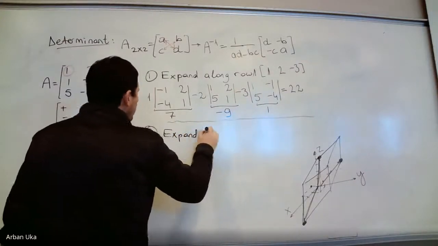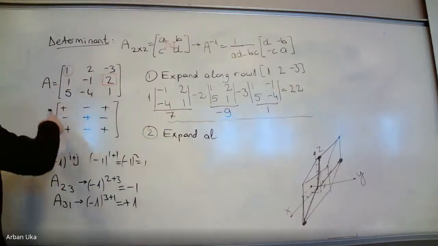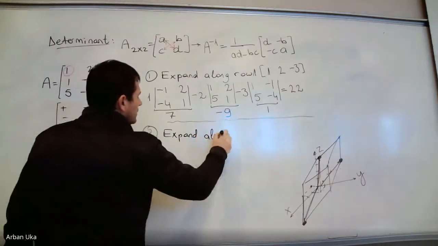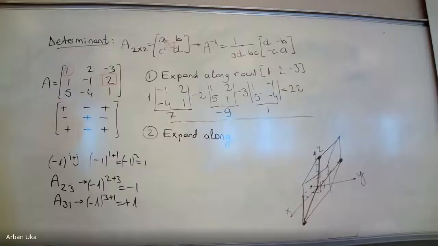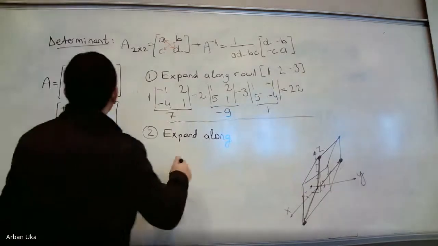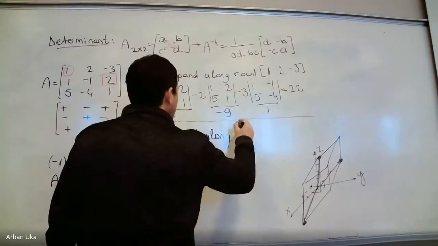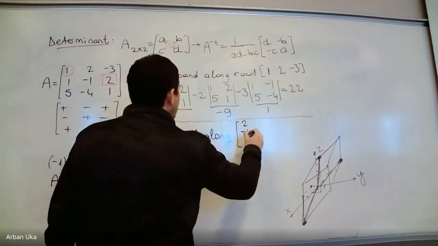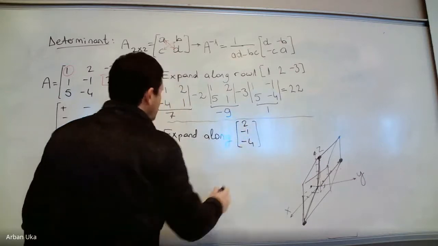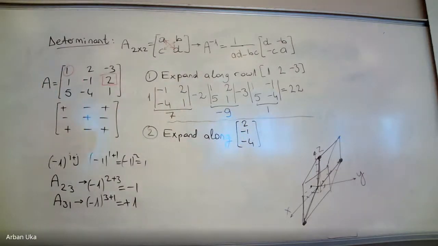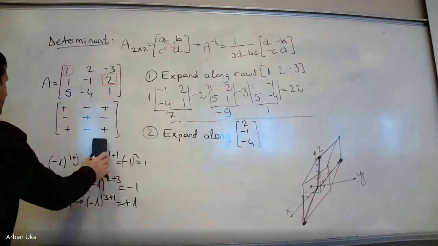Can you pick one row or one column here in this matrix? Can we pick a column? Yes, you can. Okay, the second column, 2, minus 1, minus 4. So here we have a column, and then we have to find the determinant.